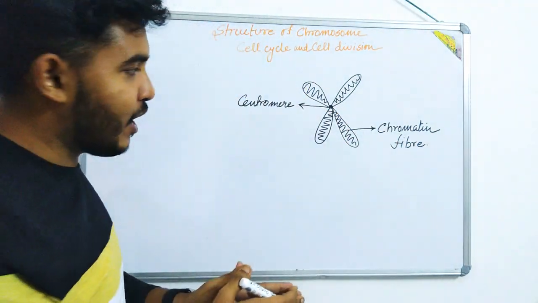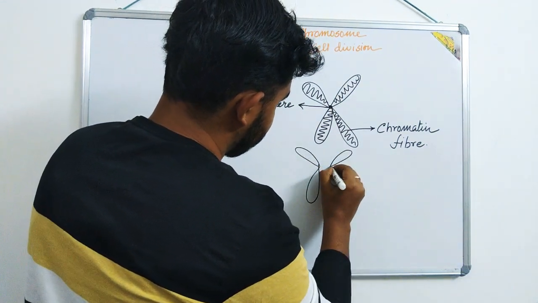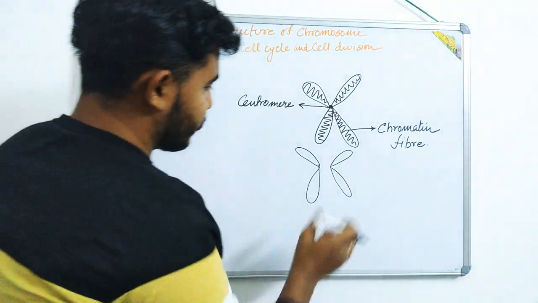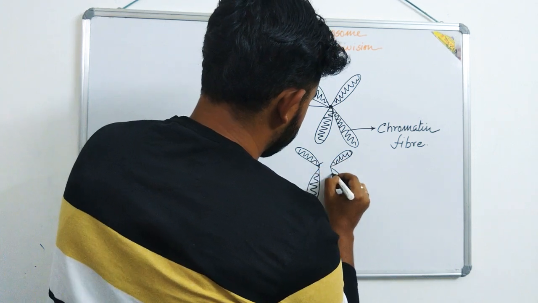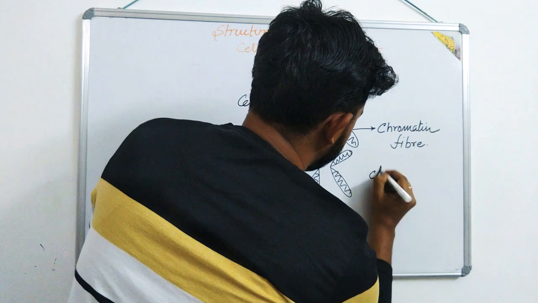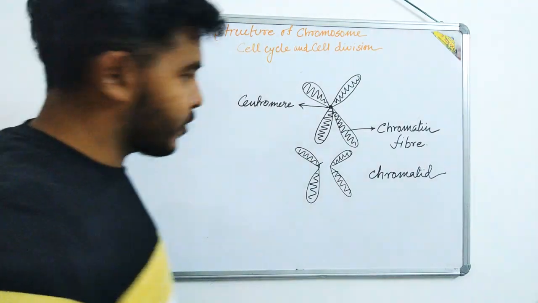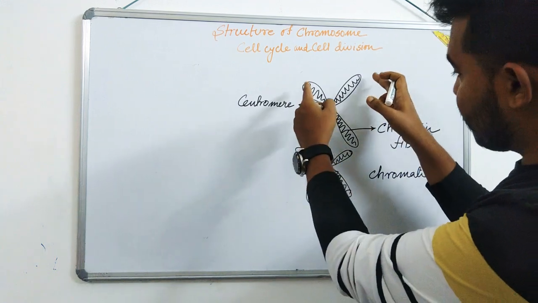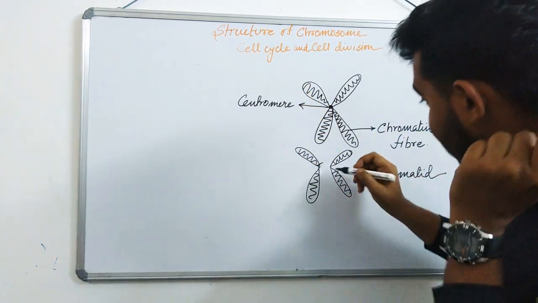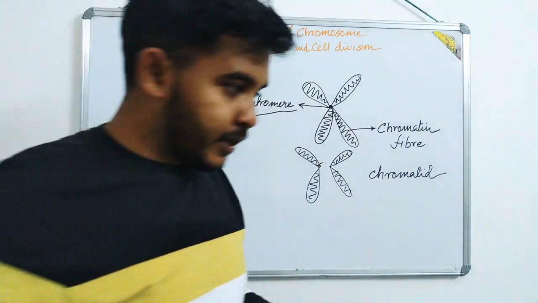Now if you divide this chromosome into two, they will look like this. These two things we call chromatids. In this chromosome, this is one chromatid, this is the second chromatid, and they are joined by a structure called the centromere.